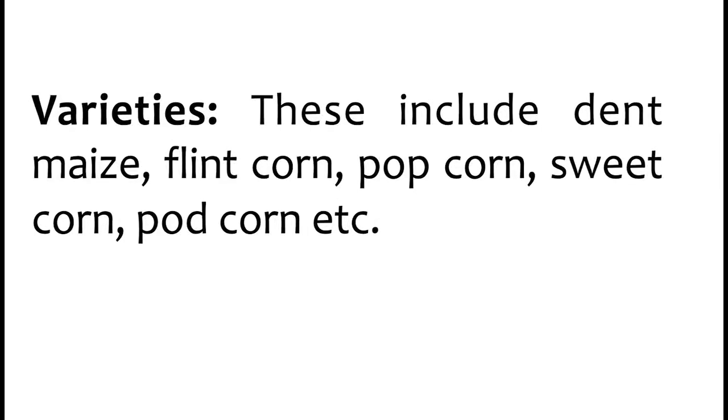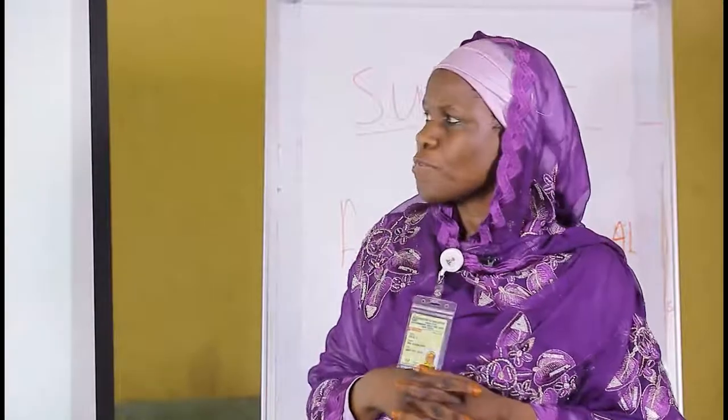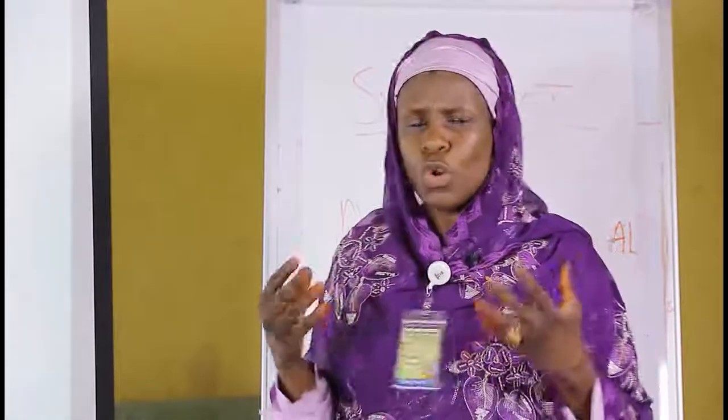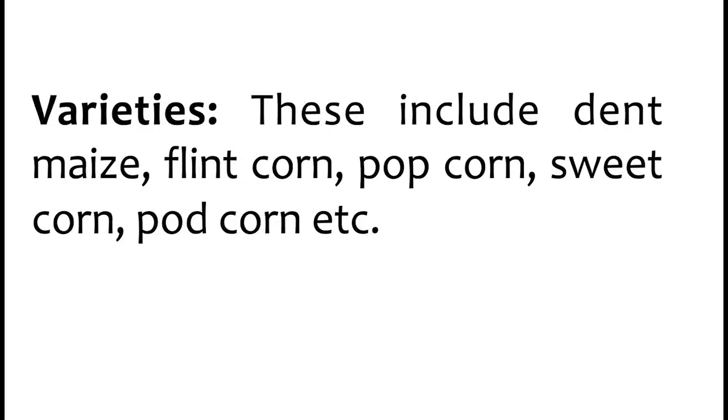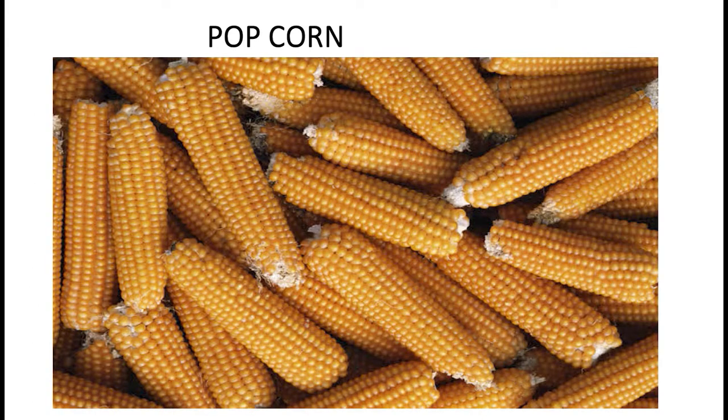Now, let's look at the varieties of this maize. These maize, they are of different varieties. We have about 4 or 5 varieties of maize. And these varieties, they include dent corn, flint corn, popcorn, sweet corn. We also have popcorn. As you can see here, this is a diagram showing you a popcorn.